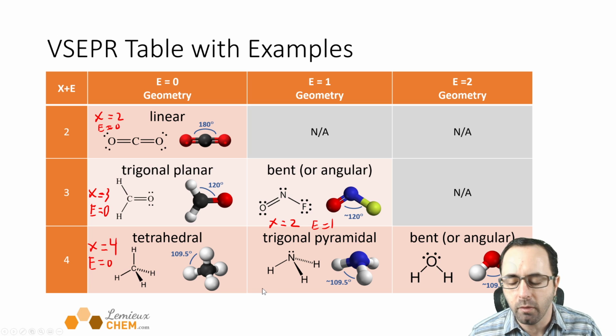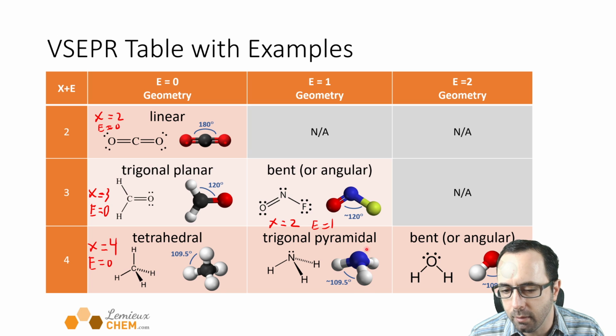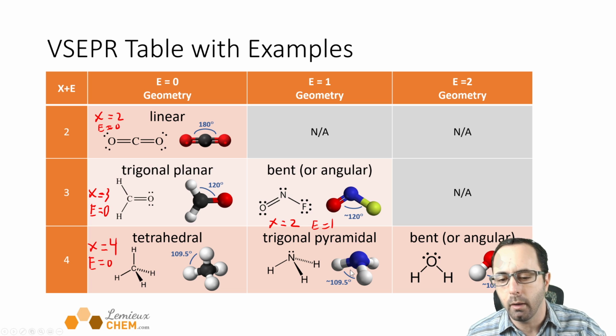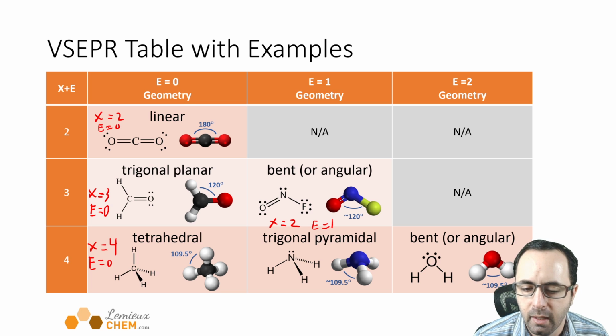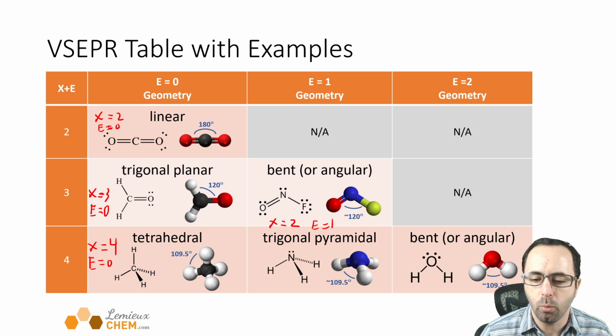Now an example of a molecule with the shape trigonal pyramidal. Again, why the funny name? It's because look at this shape here. It's triangular on the base, but it's like a pyramid. It's like a tripod. So trigonal pyramidal, triangular pyramid. And so this is what will happen if X plus E is 4, but E is 1.